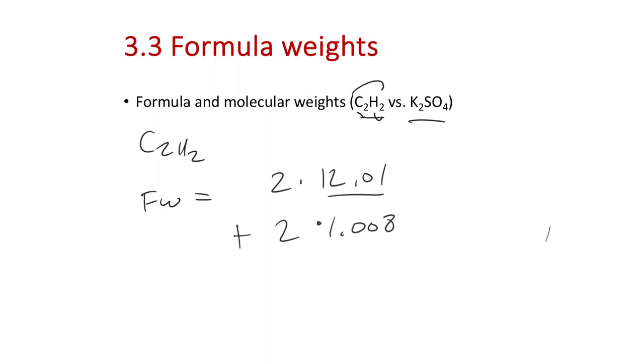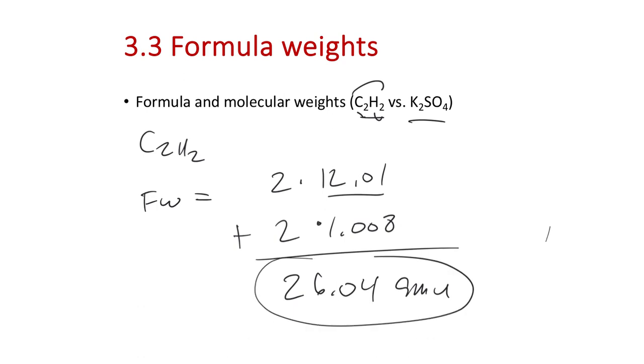Hydrogen's 1.008, and so this would go to 26.04, if we do that math. So that would be our formula weight of C2H2.